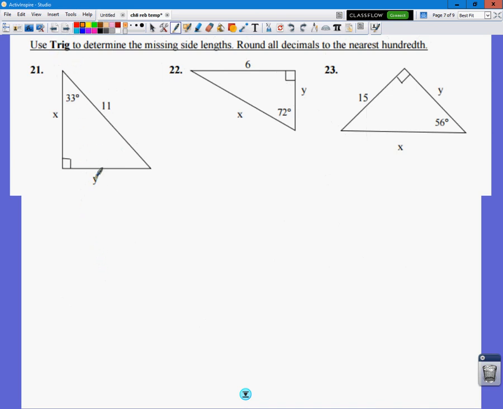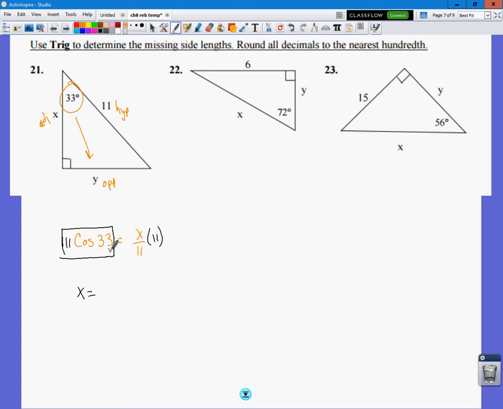We are going to use a trig function to find our missing sides. Remember, we're going to start at an acute angle. The y is opposite. The 11 is the hypotenuse. And the x is adjacent. If I find x first, adjacent and hypotenuse is a cosine function. So the cosine of 33 would be equal to x over 11. To get x by itself, we would simply multiply both sides by 11. This is what we're going to get keyed into our calculator.